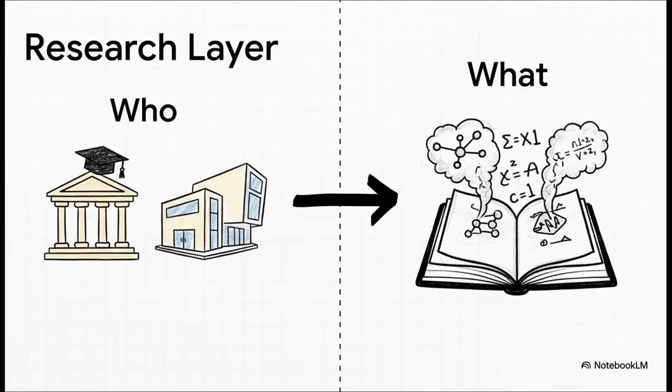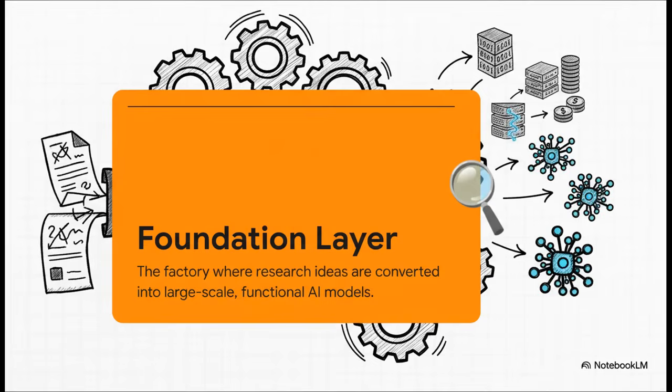So, who are the people working in this layer? Well, you're looking at PhDs and top researchers at universities like Stanford and MIT, or in the big private labs like Google Brain or OpenAI's research wing. And here's the crucial part. What they produce isn't a product you can go out and buy. Their primary output is knowledge in the form of research papers that the rest of the industry then scrambles to build upon.